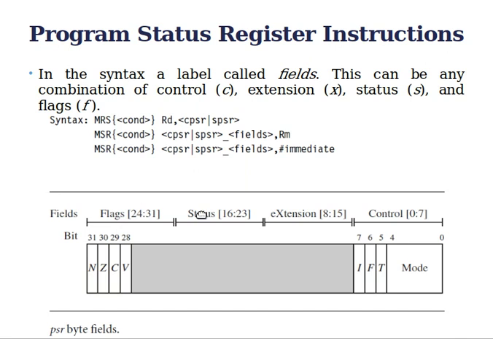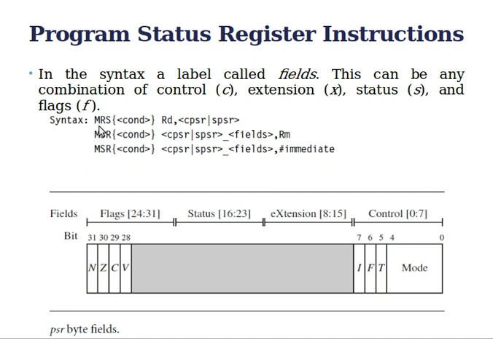As you can already see here, we have mentioned the contents of the PSR right from the 0th bit to the 31st bit. So the PSR has 32 bits in total. They are mainly divided into 4 fields. We have already seen this earlier. To summarize, starting from the left side, it's the flag field, the status field, the extension field and the control field.